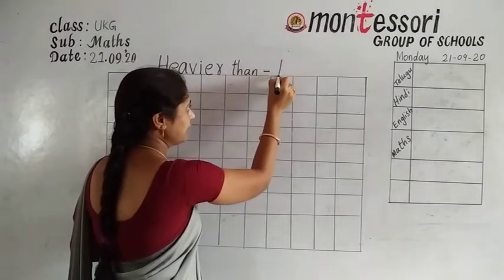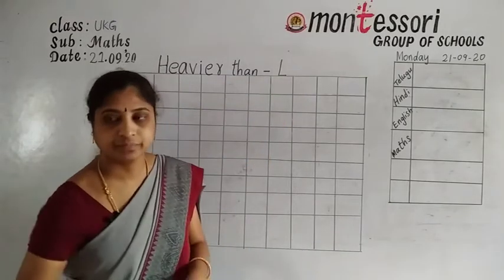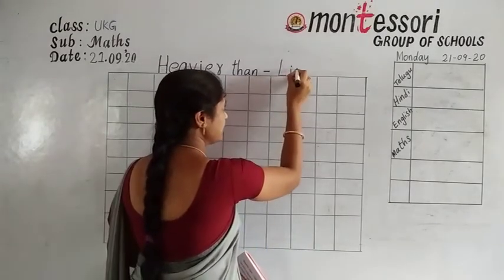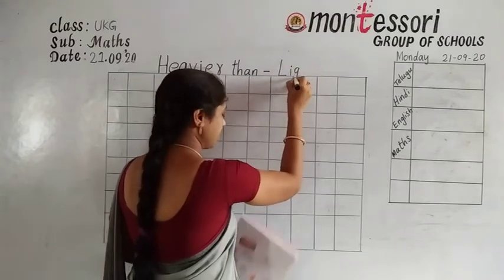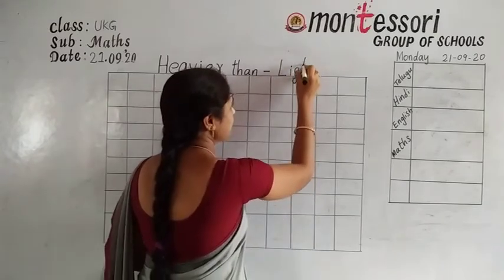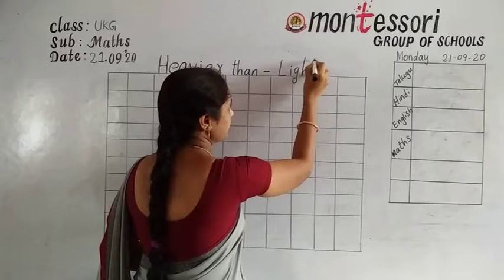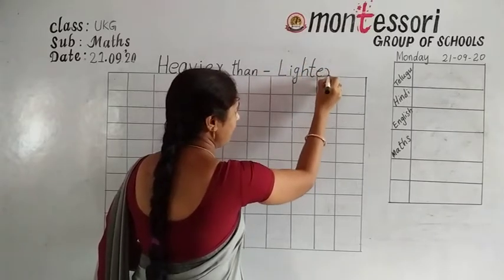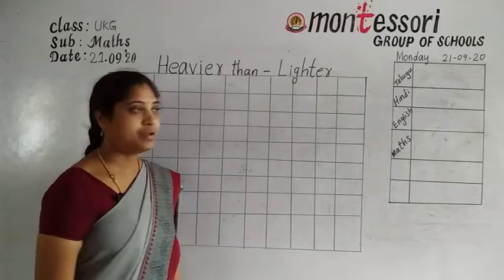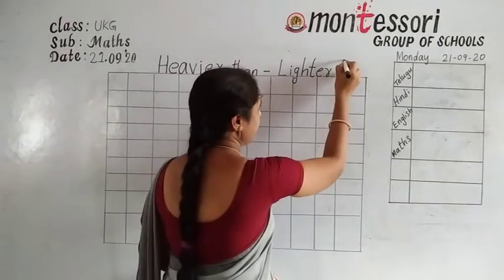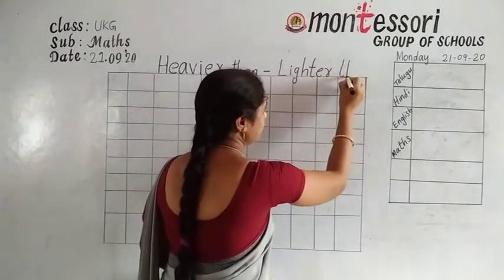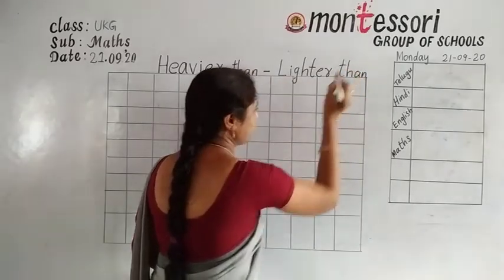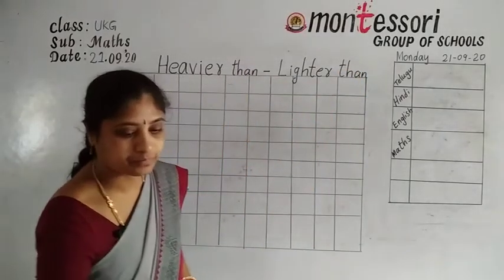Lighter: L, small i, G, H, T, E, R. Lighter, finger gap, than: T, H, A, N. Heavier than, lighter than.